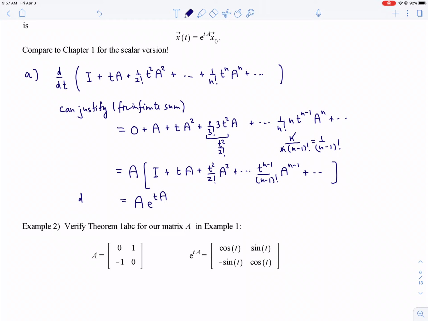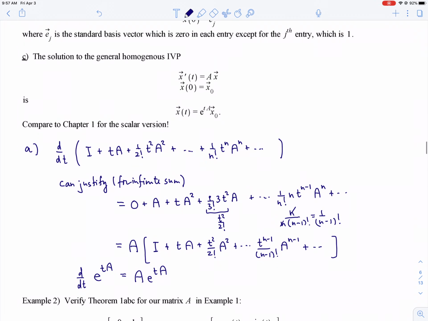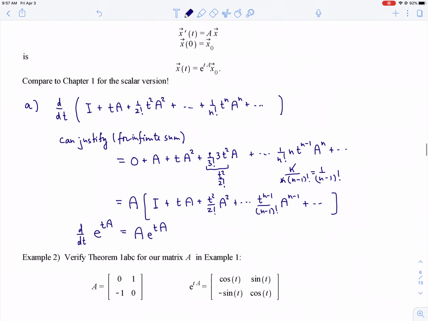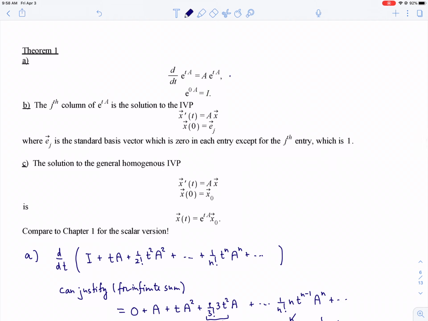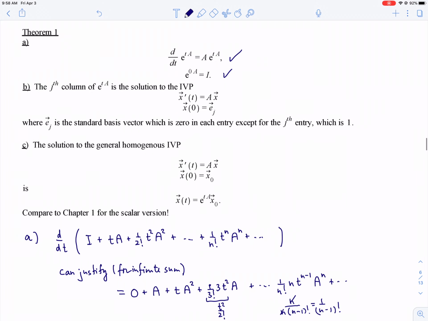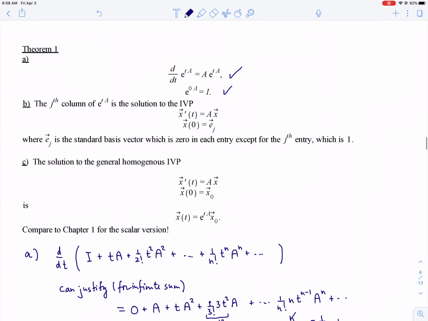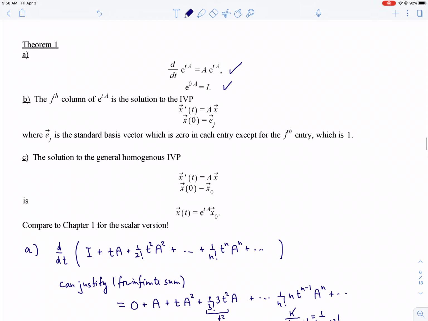So the derivative of e to the tA is A e to the tA. And so we've checked this. And when t is 0 for the power series, we just get the identity plus a bunch of zeros. So we've checked that. All right, so now let's see what B says.